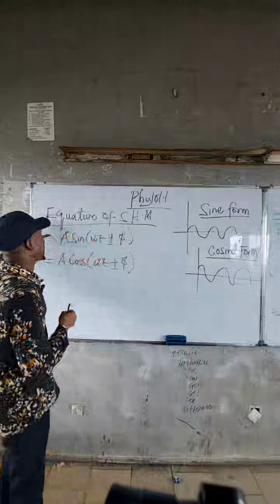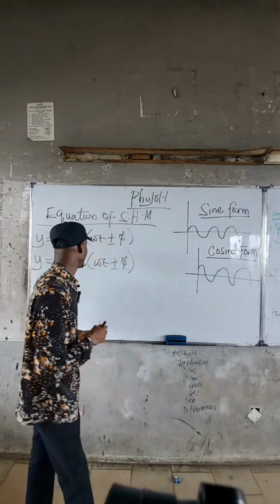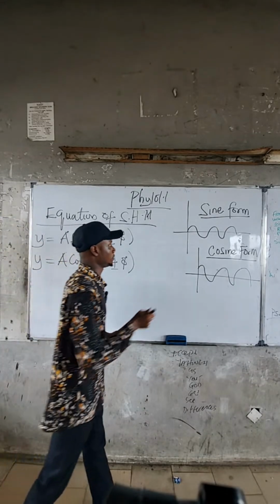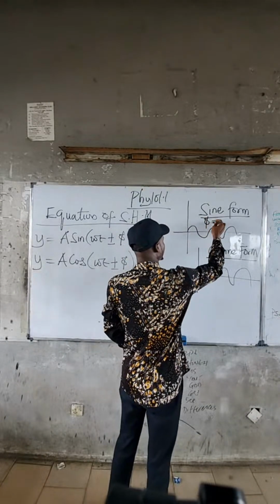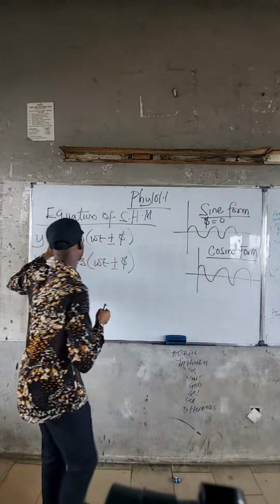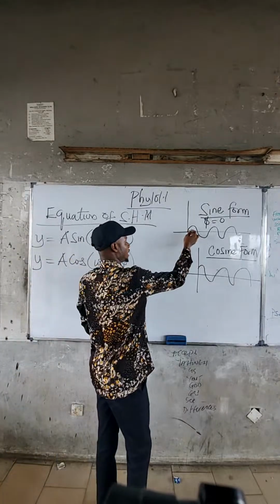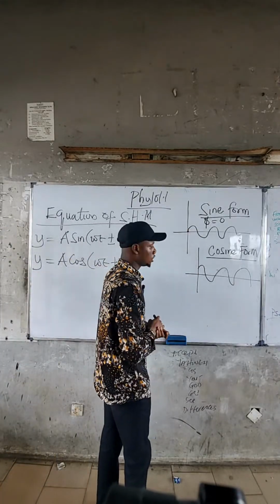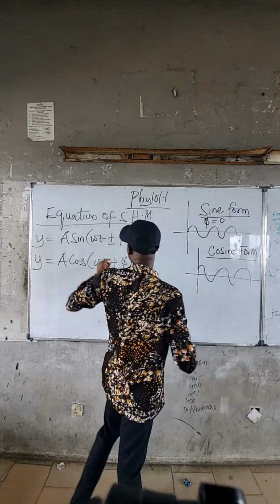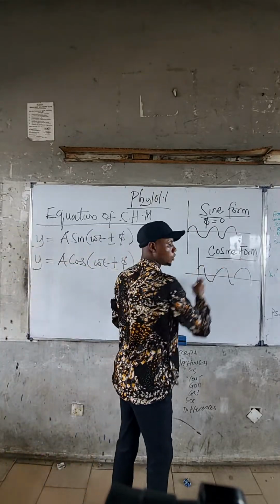So a simple harmonic motion can either move in a sine form or in a cosine form. Please take note, okay? Now, class, if the first angle, maybe starting from the origin, is equal to 0, that means the first angle is not given to us. At that point, the simple harmonic motion is moving in a sine form. But if the first angle is given to us at a particular point, then that simple harmonic motion is going to be in cosine form, okay?